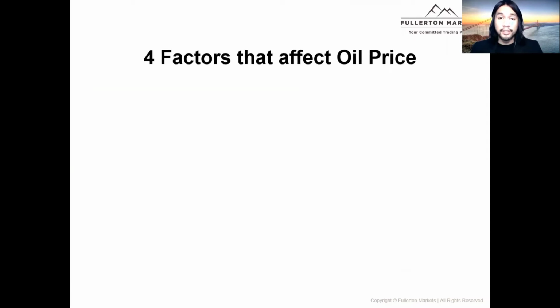So there are 4 factors that affect oil price. Now this is very important because as traders, we have technical analysis, and a lot of traders focus on it. But it is also very important for you and me to know both fundamental trading techniques and technical trading techniques. So when it comes to the fundamentals, we're going to dive deeper into that and talk about some of the factors that affect oil price.